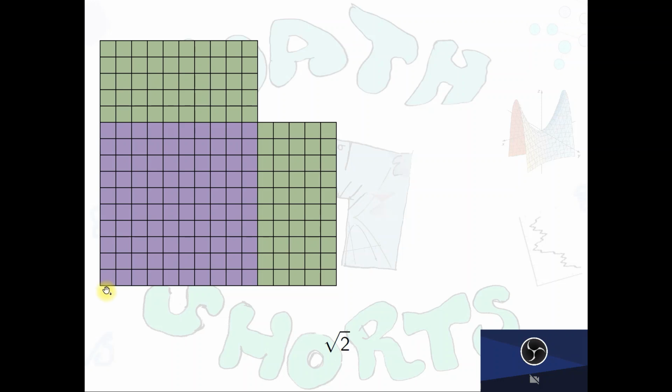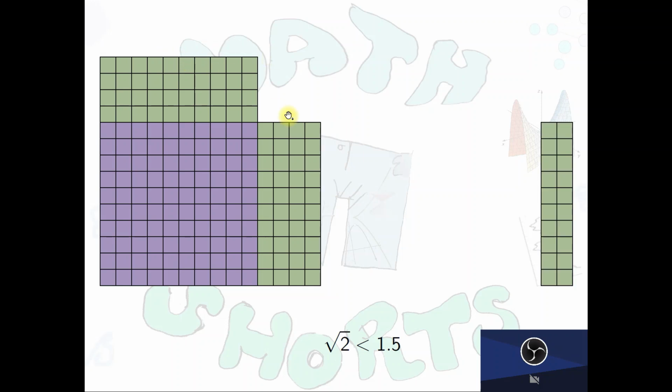And now this thing is going to be 1.5 units on each side. Now, unfortunately, we can see that I can't quite make a square that's 1.5 on the side because I've used up all of my 2 units of area and I can't quite fill in the whole square. So that tells us that the square root of 2 is less than 1.5. So let's take a strip off of each and back it off.